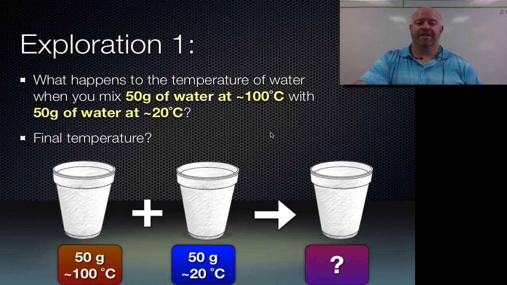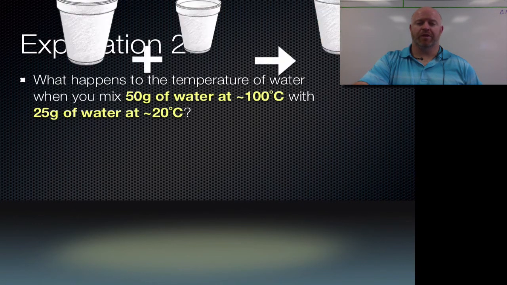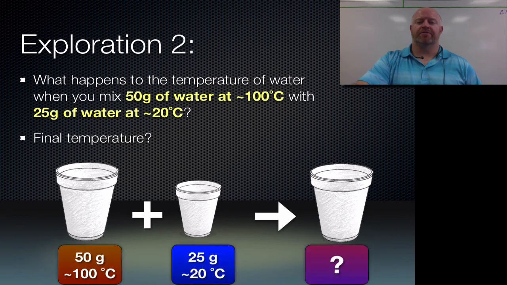However, if we go on to the next exploration, where we now have a difference, people start to have a little bit more lack of confidence, we'll say, in terms of what happens. So in this scenario, we have 50 grams of water at 100 degrees Celsius with 25 grams of water at 20 degrees Celsius. So again, our temperature difference is the same. We're still using water in both cases, but now we have unequal amounts of water. So to figure this one out, again, you had to factor in that the masses are different, because mass plays a role in these calculations that we're going to be doing in a minute here.